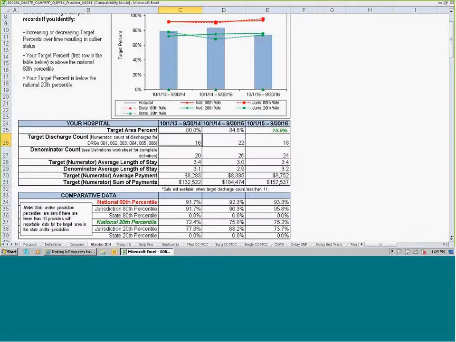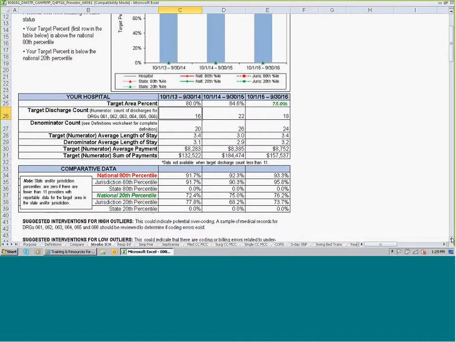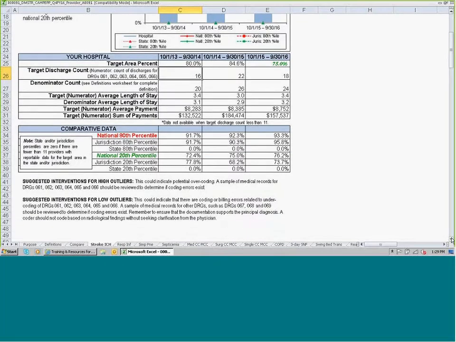And below the comparative data on all of these target area reports, we include what we call suggested intervention. So if the hospital was a high outlier, we have a brief description here of what that could possibly represent and perhaps what the hospital might consider auditing if they were going to take a closer look. Similarly, for low outliers, we have suggested intervention. What does it possibly mean if you're a low outlier, and what possible steps might you take as far as looking at medical records?